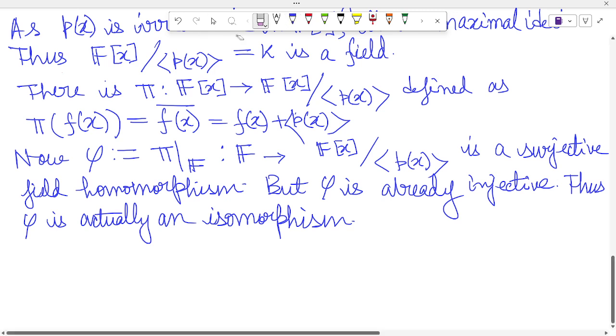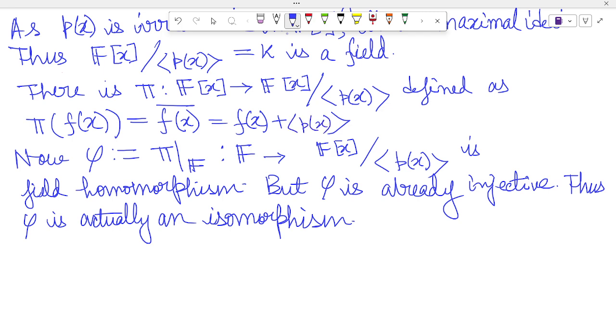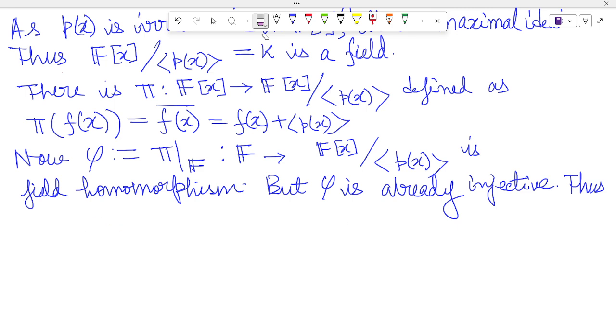I am sorry. This is not surjective. I am sorry. It is not a surjective map. So it is a field homomorphism, but it is already injective. Thus, F is isomorphic to phi of F, which is contained inside K.